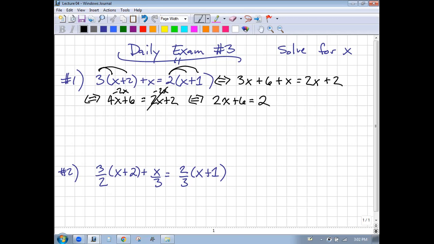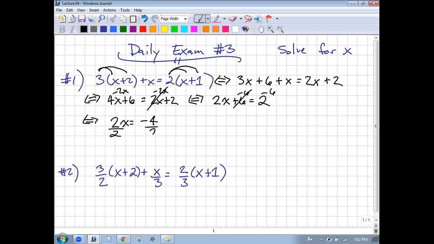Okay. Now we still want to get the x by itself. We got a 2 and a 6 in the way. Let's get rid of this 6 first. Subtract 6 from both sides. So we get rid of that. That leaves us with just the 2x. And then 2 minus 6 is a minus 4. And that's groovy. Now we just got to get rid of the 2.